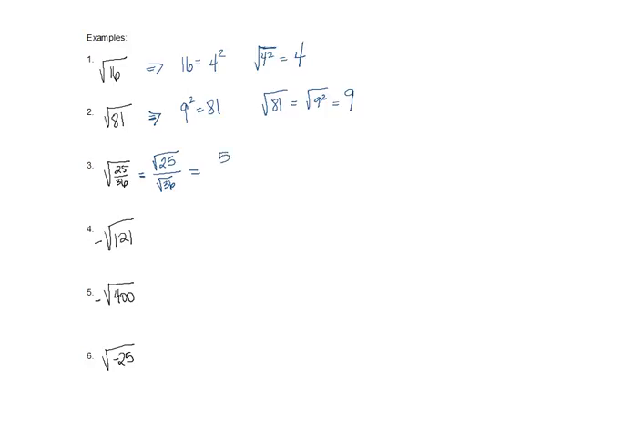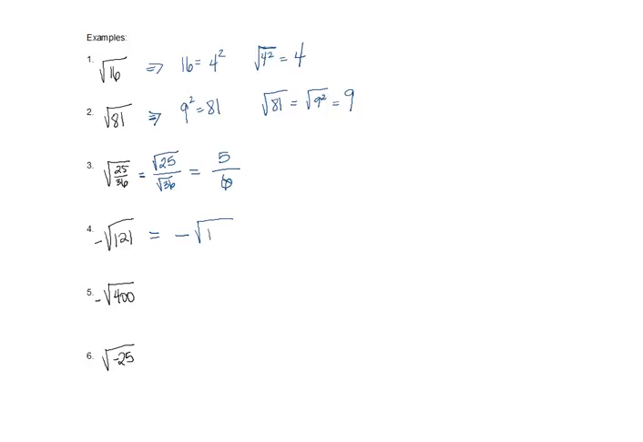Number 4 looks a little bit different here. We got a negative out in front. That is not going to deter anything. We're just going to keep that negative. We know that 121 is 11 squared. So the square root of 11 squared is 11, and that negative just stays out front.